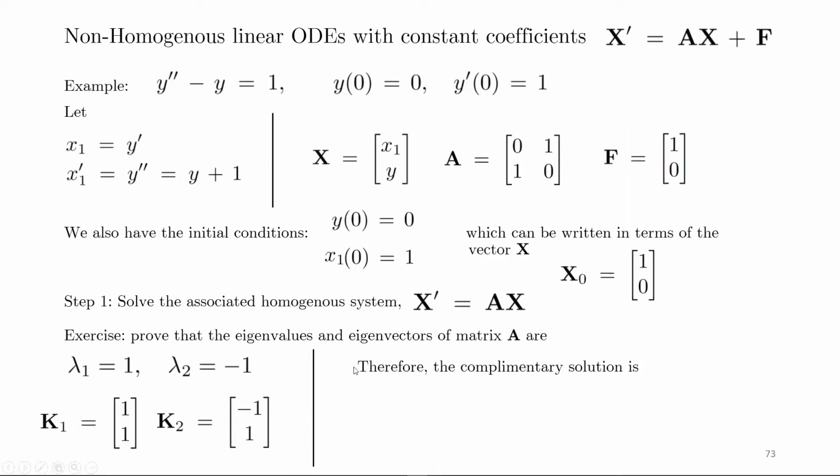Okay, so therefore the complementary solution is equal to the linear combination of these. C1 times e to the t, with the eigenvector 1, 1 associated with lambda 1 equals 1, plus C2 times e to the negative t, where the eigenvalue is negative 1 and the associated eigenvector is negative 1, 1. So our complementary solution, this was of course case 1 because we had distinct real eigenvalues.